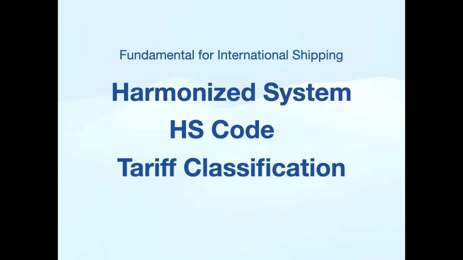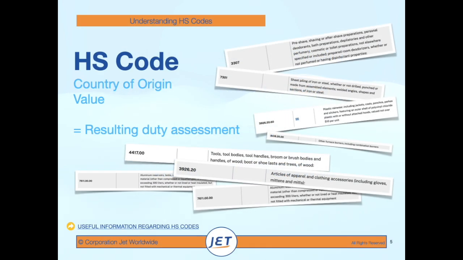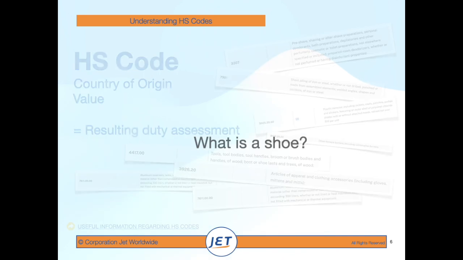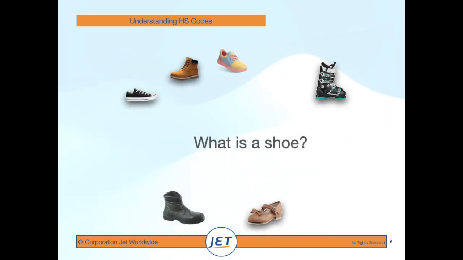So, what exactly is the Harmonized System? The Harmonized System is a globally recognized way to classify virtually every item imaginable. Along with country of origin and declared value, HS codes are one of the three main factors in determining admissibility and rate of duty. Take the word shoe, for example.